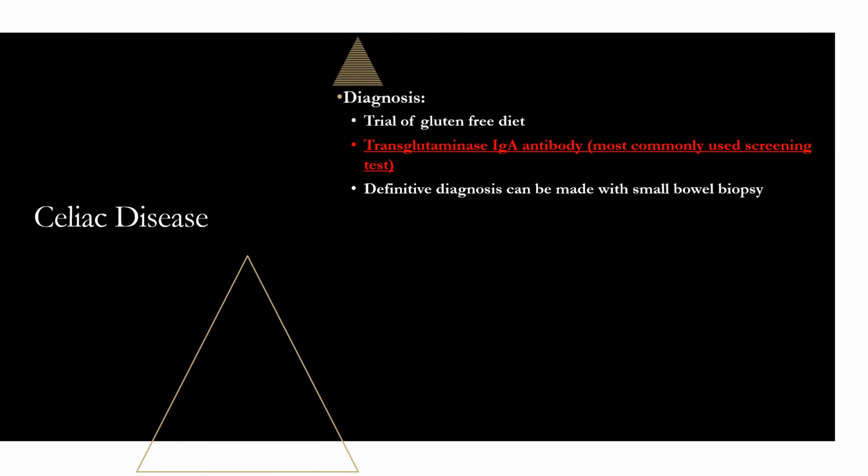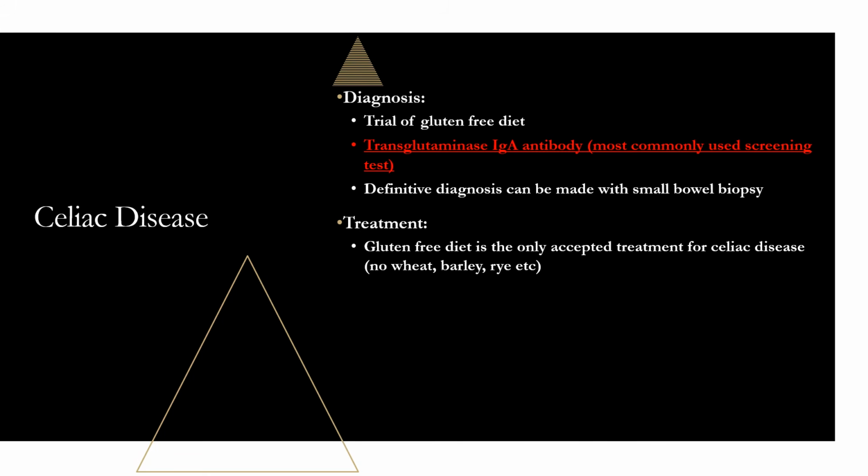If you do need a definitive diagnosis, you can do a small bowel biopsy. Obviously, this is more invasive and more expensive, but if you really need to definitively diagnose these patients, or for some reason the IgA antibodies came back negative, this is another way to diagnose, and it is your definitive way to diagnose celiac disease. Treatment is very simple, and really the only accepted treatment for celiac disease is a gluten-free diet. So no wheat, barley, rye, etc. You're going to have these patients avoid gluten.